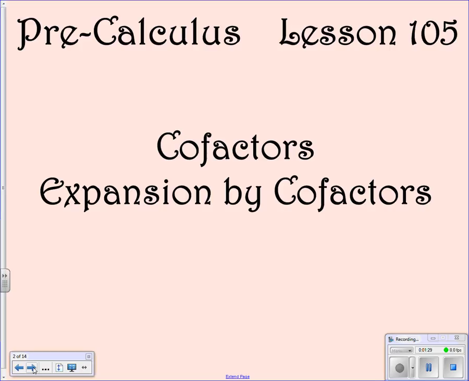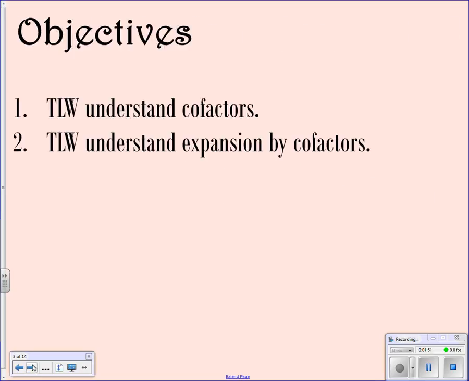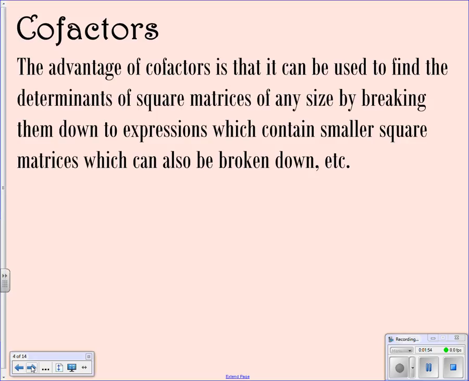So we're looking at lesson 105 today. We skipped lesson 104. It's dealing with sequences and series, which I told you we were going to skip. So we are going straight to lesson 105. We're looking at cofactors and then expansion by cofactors. So this is going to be dealing with some matrices, and hopefully you'll understand how you use cofactors after this lesson. So the advantage of your cofactors is that it can be used to find the determinants of square matrices of any size. So it doesn't have to be a 2 by 2 or a 3 by 3. It can be any size.